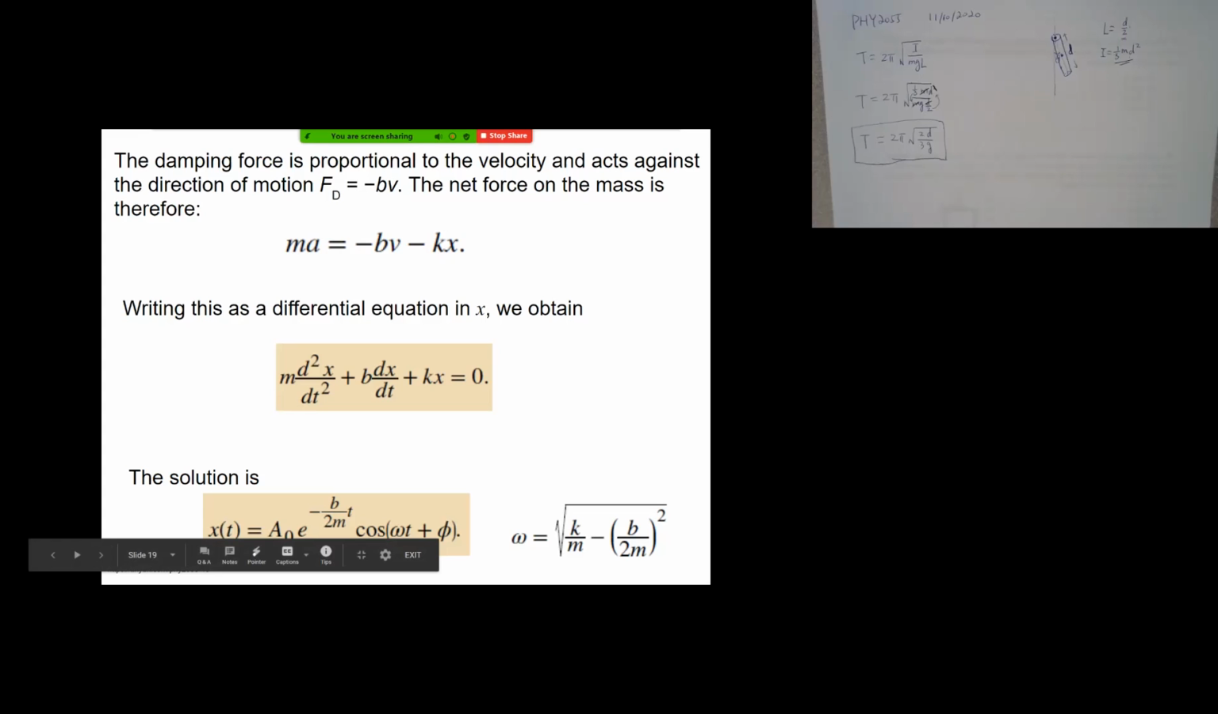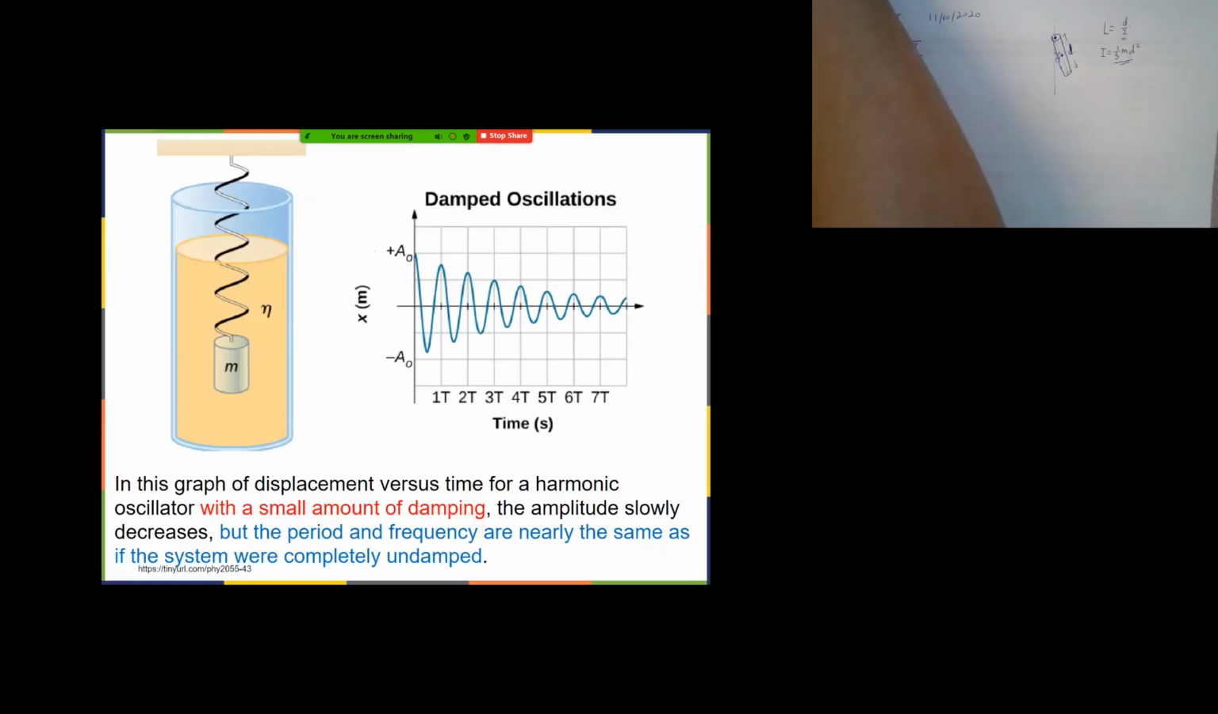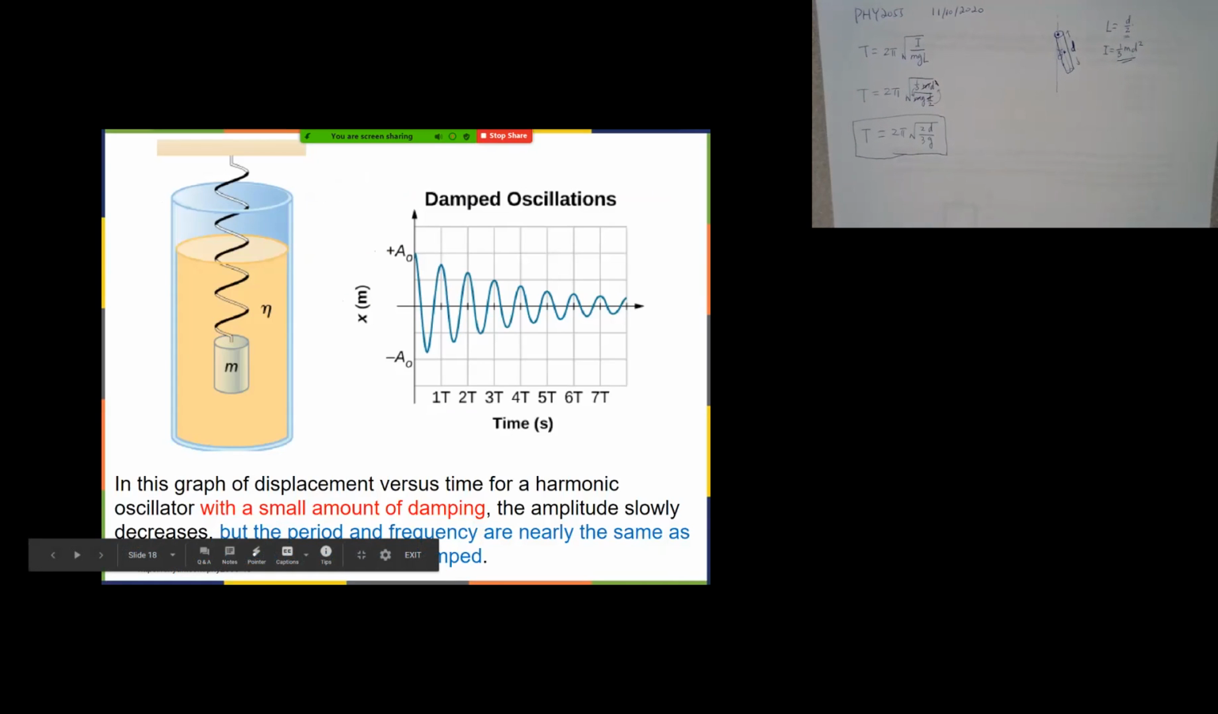So cosine of omega t plus phi, and then the original amplitude A0 comes in here. Now with this damping factor, the amplitude decreases with the exponential function e to the minus b divided by 2m times t. If you plot this, x as a function of time t, it would look like the figure in the previous slide. So the amplitude goes down.